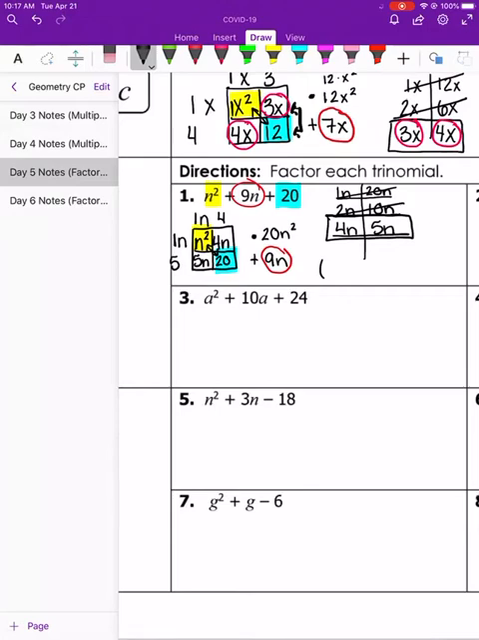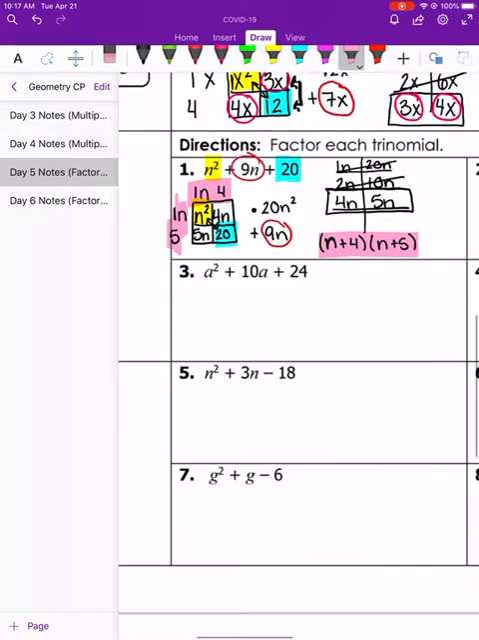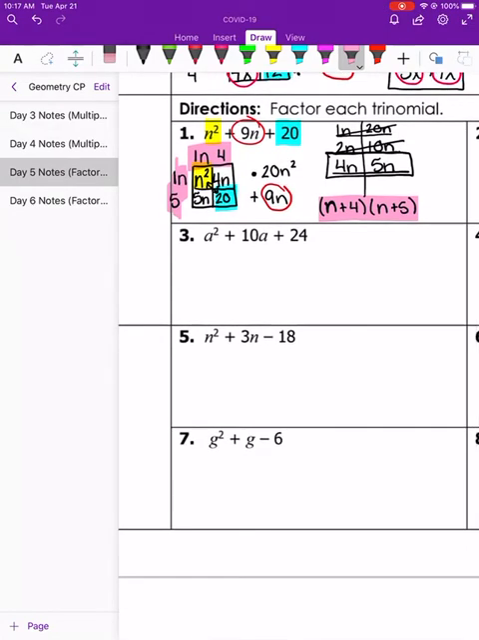So my final answer up top, oops, this looks bad. Oh well. Is going to be n plus 4 and n plus 5. This is my final answer. Okay. So on to number 3. We're going to do the exact same thing.